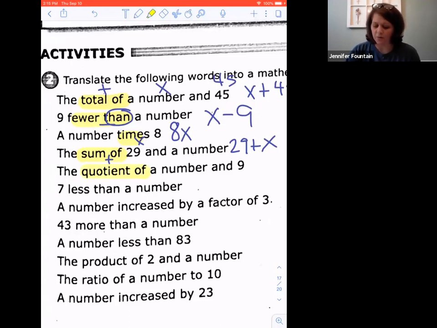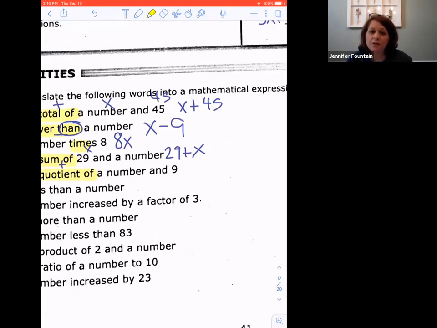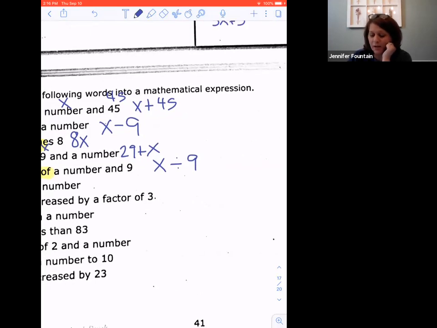The quotient of a number and 9. The word quotient, what operation am I going to deal with there? Quotient is division. Okay, so on this one, the quotient of a number and 9. With my division, whatever comes first is first in my problem. So I would have x divided by 9, or if I wanted to write that as a fraction, I would have x in my numerator divided by 9. Okay, both of those indicate division.